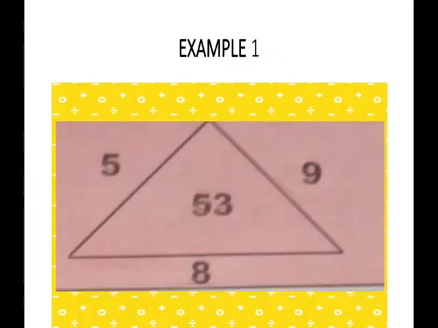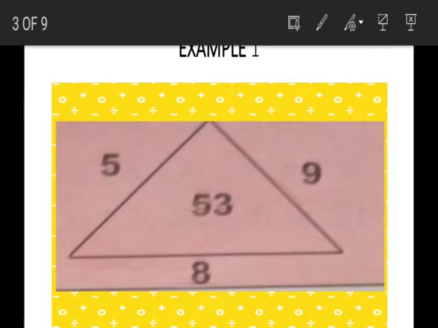Here's our first example. Study this example carefully. We have 5, 9, 8, and 53 at the middle. Now you may wonder, how can we get each of these numbers? They are not difficult, it's simple. Alright, let's get started. Assuming we are to look for the 53, assuming 53 was not given to us, how can we get our 53?